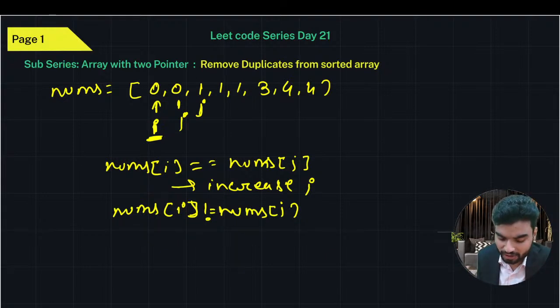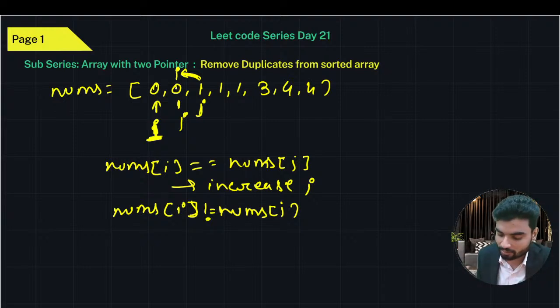So now you need to increase this I pointer. Why? Because the place where the I pointer already is holds an array of unique elements. So when you increase I, it will come right here. At this place you need to replace the value. You need to add this value: the value of J will come at the place of I.